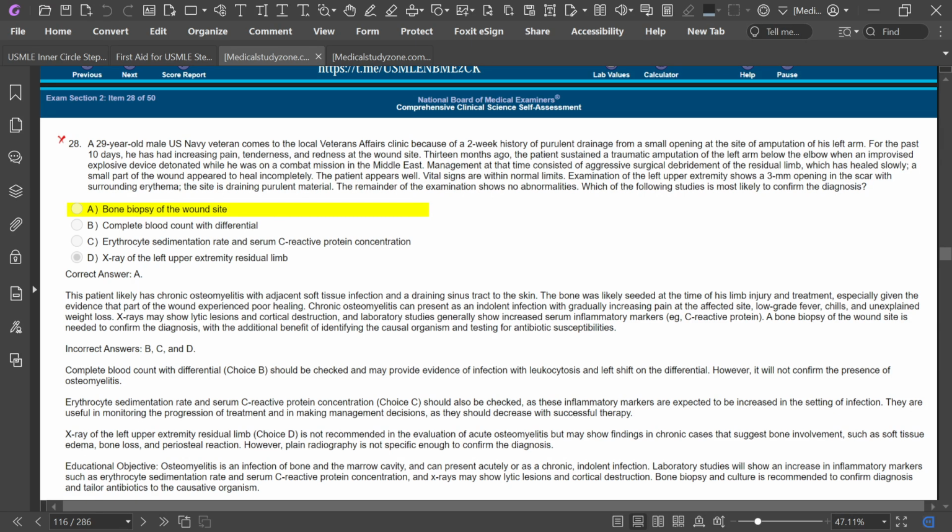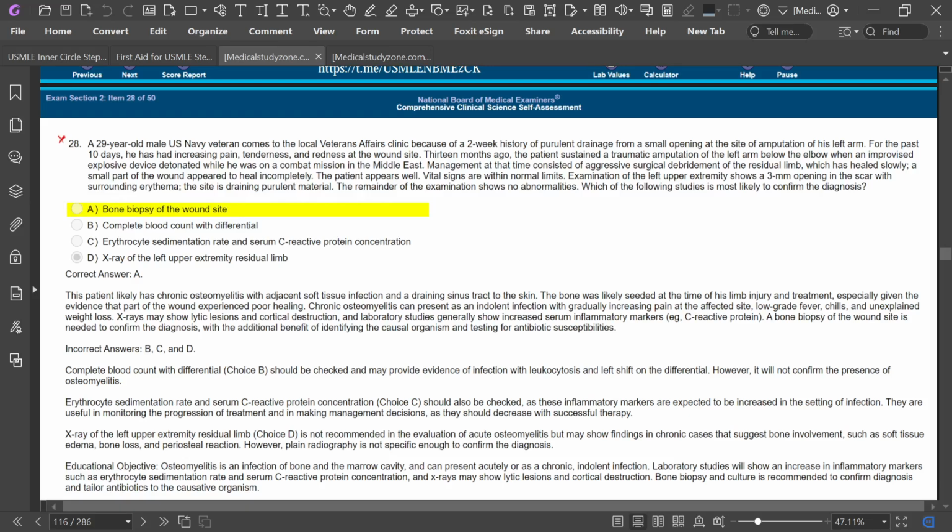The patient appears well, vital signs normal. Exam of the left upper extremity shows a 3 millimeter opening in the scar with surrounding erythema. The site is draining purulent material. The remainder of the exam is fine. Which of the following studies is most likely to confirm the diagnosis?